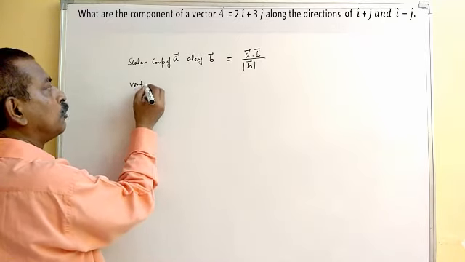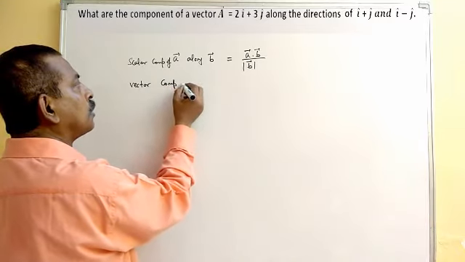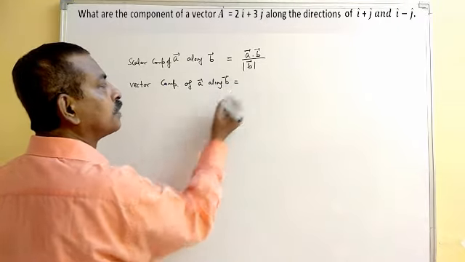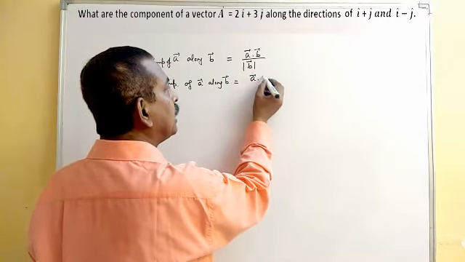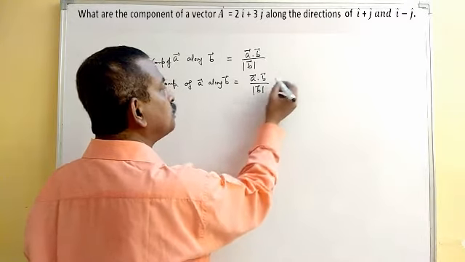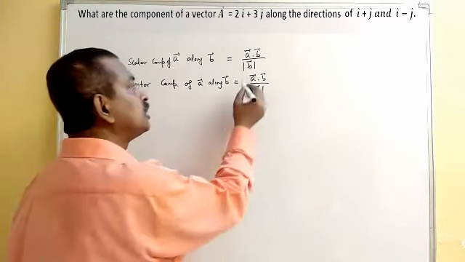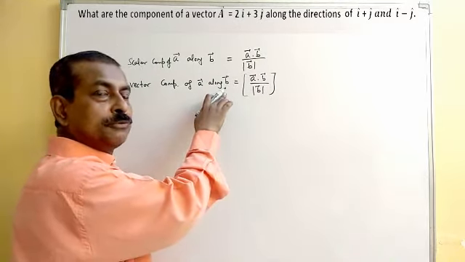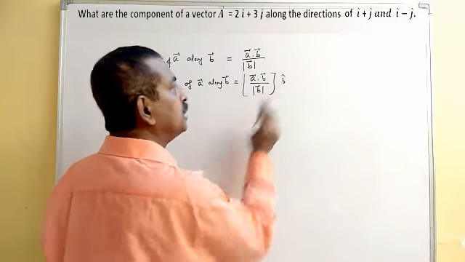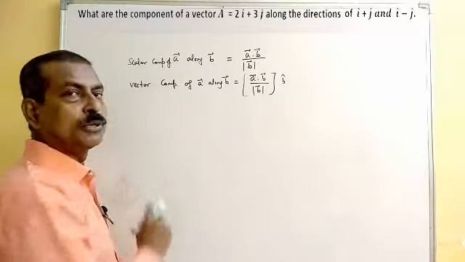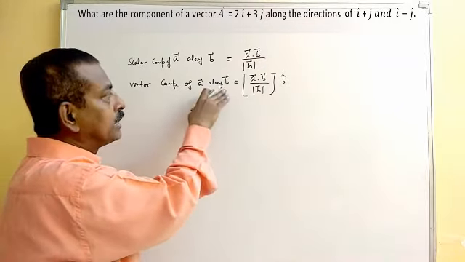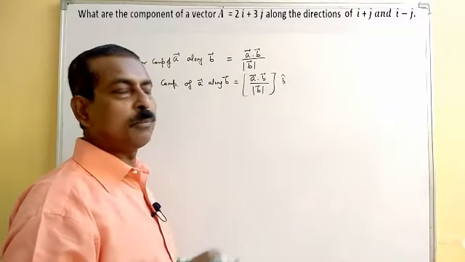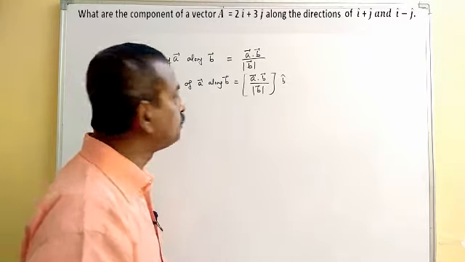Whereas if you take the vector component of vector A along vector B, it will remain A dot B by vector B magnitude. Only thing is that this time it will be multiplied by the unit vector along the direction of vector B. So it will be the unit vector, because you are taking the vector component, and you are taking it along vector B. So obviously this one will be multiplied by the unit vector B here.